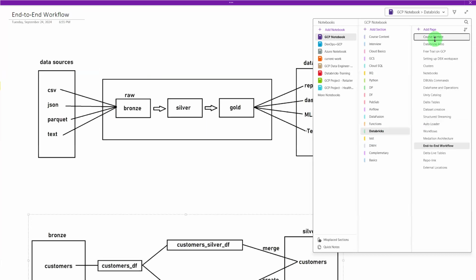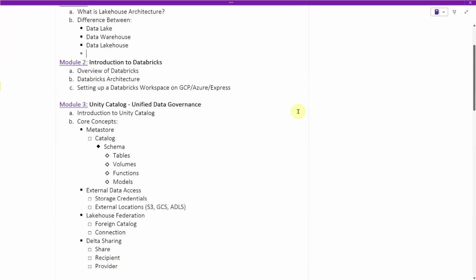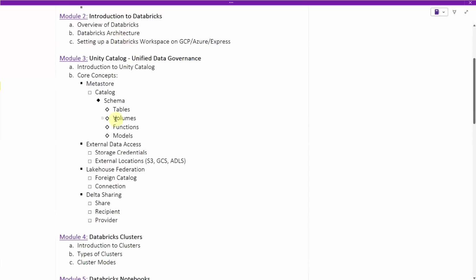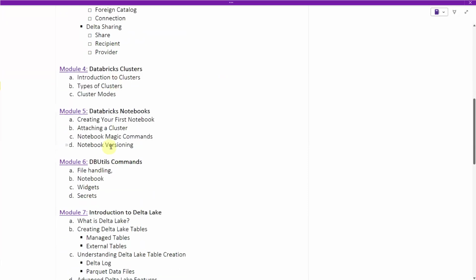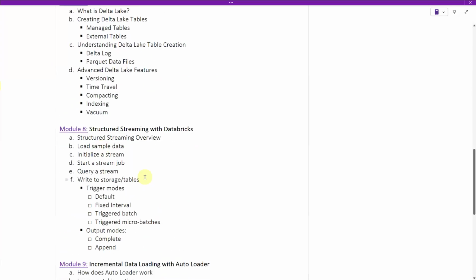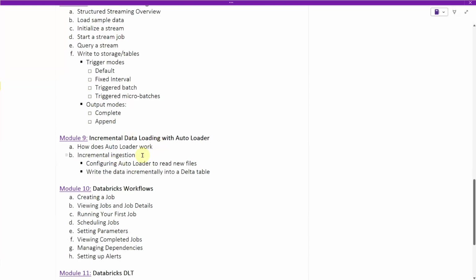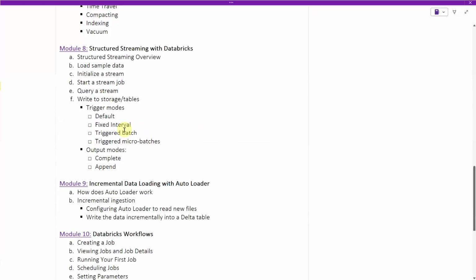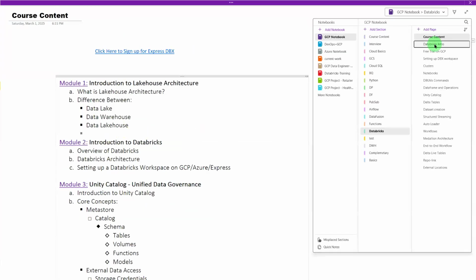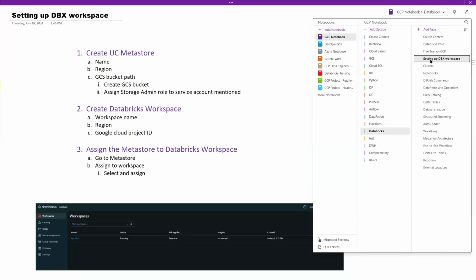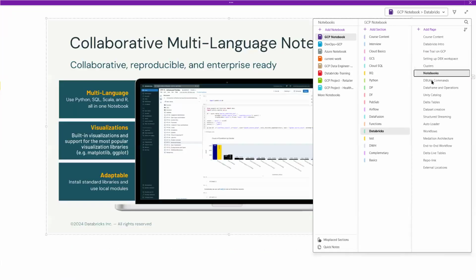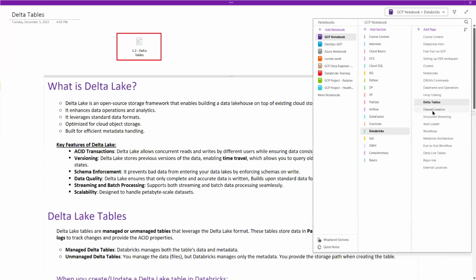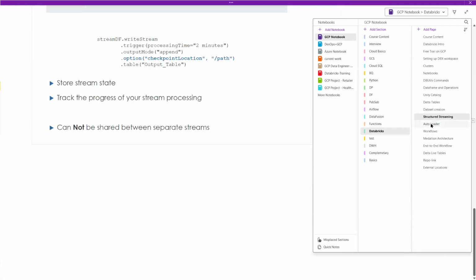Databricks, everything is covered in Databricks again. So introduction to the Lakehouse, introduction to Databricks, Unity Catalog, Databricks clusters, notebooks, utilities, Delta Lake, structured streaming with Databricks, Auto Loader, workflows, DLT, end-to-end project. So everything is covered. If you want to see here also: Databricks introduction, setting up the Databricks clusters, notebooks, DB utilities commands, DataFrame and operations, Unity Catalog, Delta tables, dataset creations, structured streaming.